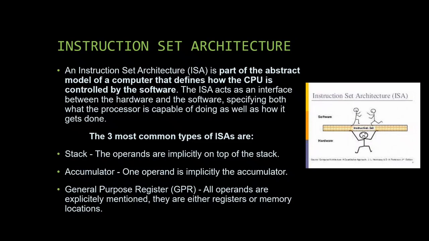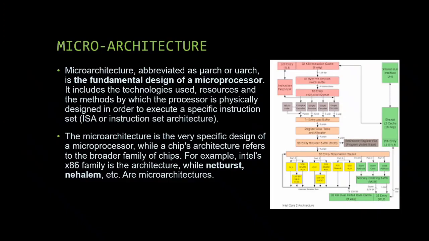The three most common types of ISAs are: number one, stack. The operands are implicitly on the top of the stack. Accumulator, one operand is implicitly the accumulator. And the general purpose register, or GPR, all operands are explicitly mentioned. They are either register or memory locations.